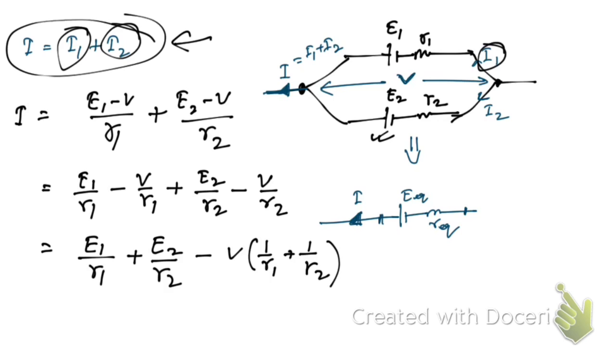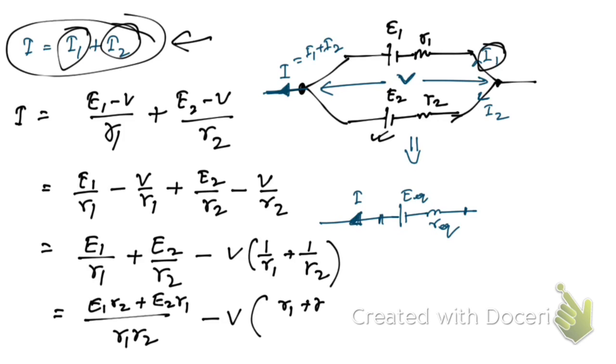So now you see, this is going to be equal to, if you take the LCM of R1 R2, then (E1 R2 plus E2 R1 minus V) by (R1 plus R2) by R1 into R2. That's what we're going to have. This is equal to I. So now let us consider this equivalent circuit.